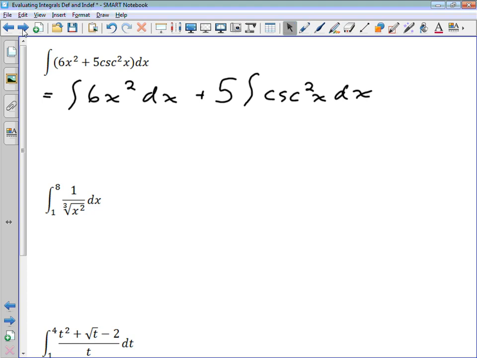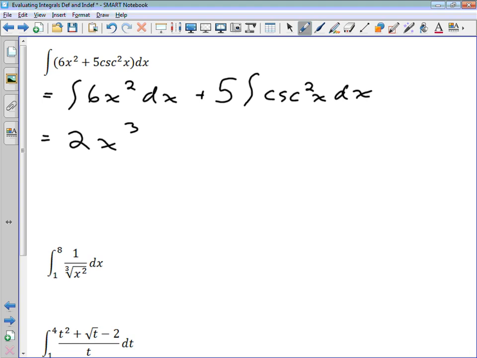And then I would attack each of these two integrals. I think the first one here, we can probably figure out how to do this. What would be the antiderivative of 6x squared? What do you think, Lee? 2x cubed? Yep, because if we take the derivative of that, sure, we get that.